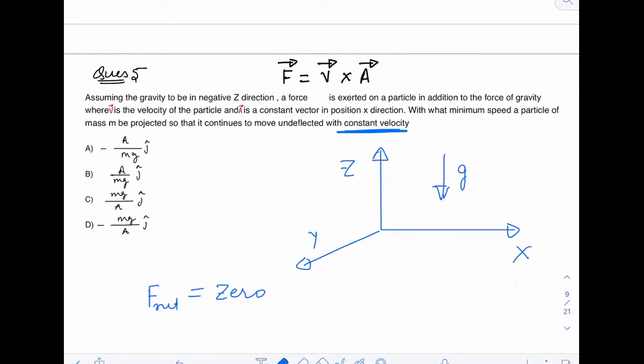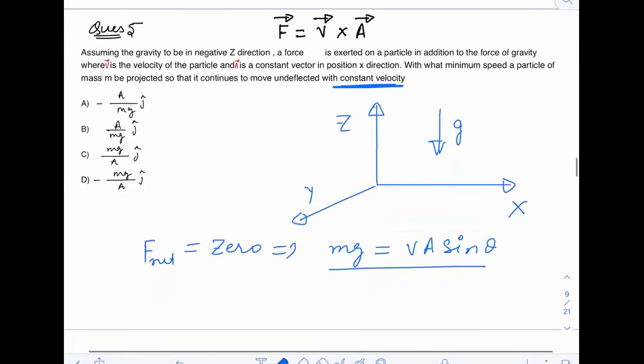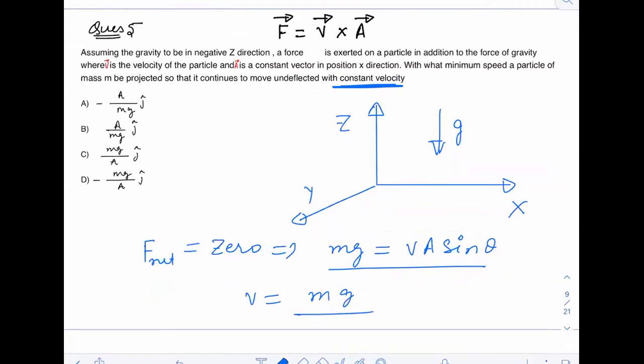So if F net is 0, what I can say from here is that mg, I'm only writing the magnitude, direction we'll see later, must be equal to VA sine theta. Do you understand this? Everybody understands what I have written here? Now, what is the value of V from here? V is mg divided by A sine theta.